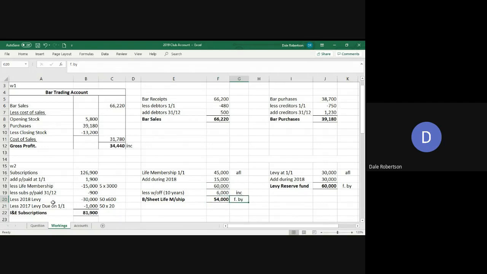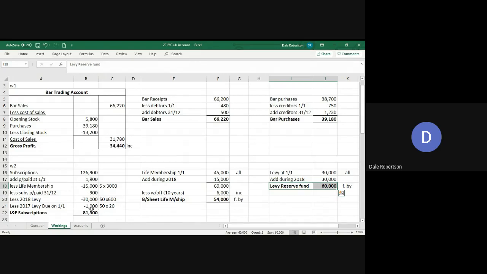We also have to factor in this 30,000 here. At the start of the year, we had a levy reserve fund of 30,000, which is a long-term liability or a capital income. And then during the year, we added on the 30 from here, which means at the end of the year, you're left with a capital income of 60,000, a savings fund essentially that we will use for a specific building purpose, whatever that might be.